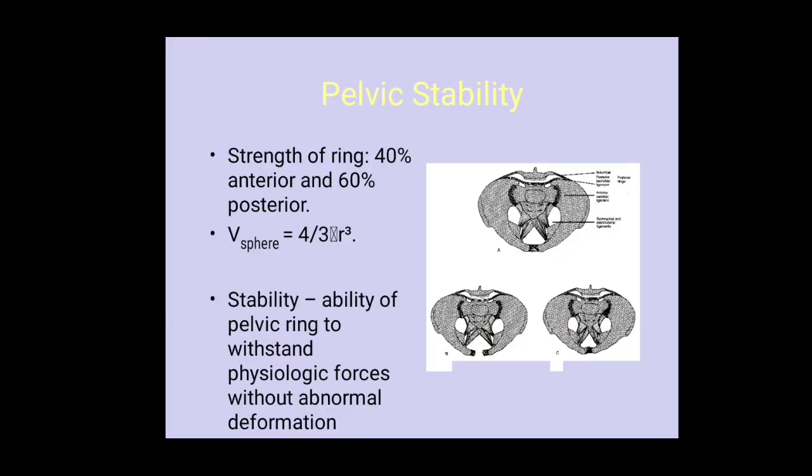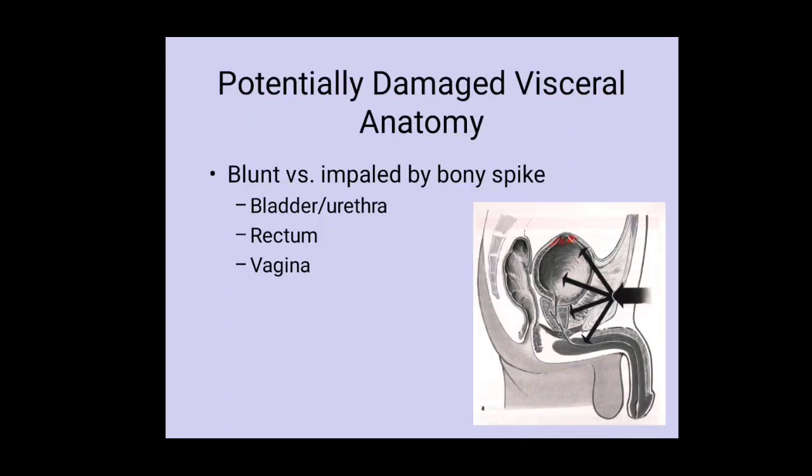Pelvic stability depends on the anterior part and the posterior part of the pelvis. Up to 40% depends on the anterior part and 60% on the posterior part. If we're talking about internal organs, sometimes displaced fractures cause injury of the bladder, urethra, rectum, and vagina. So when you are examining patients with unstable pelvic injuries, you should check for damage to these organs.